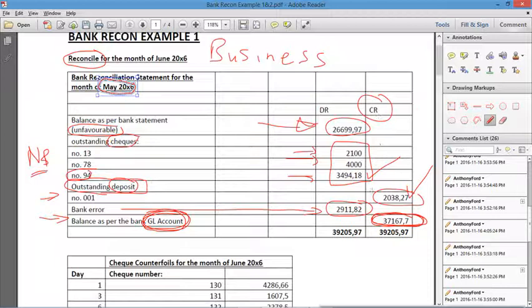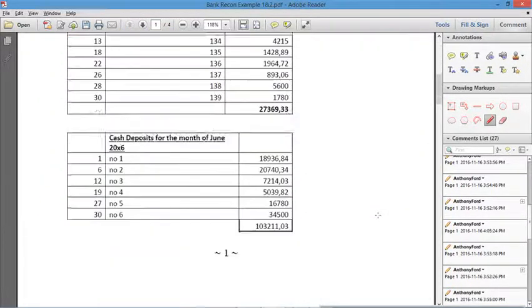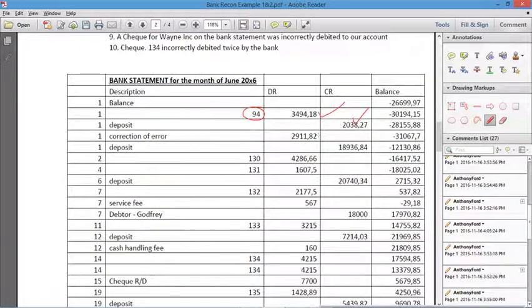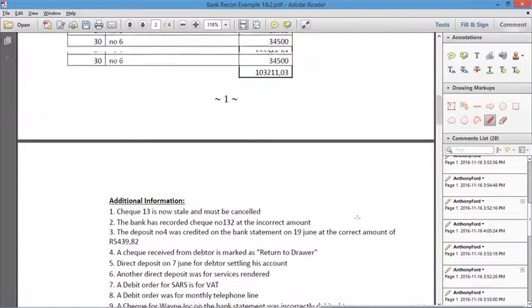Last month the bank had an error. Did the bank fix the mistake? Yeah. So what do we do? We tick this, the correction of the error. Right, because last month there was a discrepancy with what we had and what they had. Who made the mistake? The bank. The bank needs to fix it. So the bank statement will show the fixing of the error. Okay. Right, let's go back.